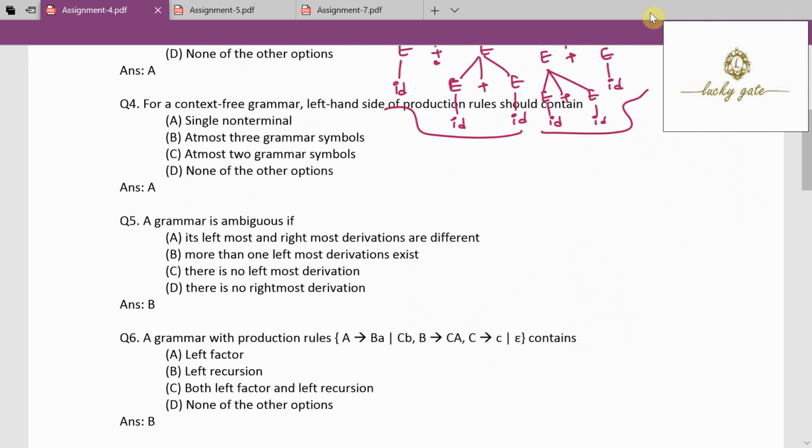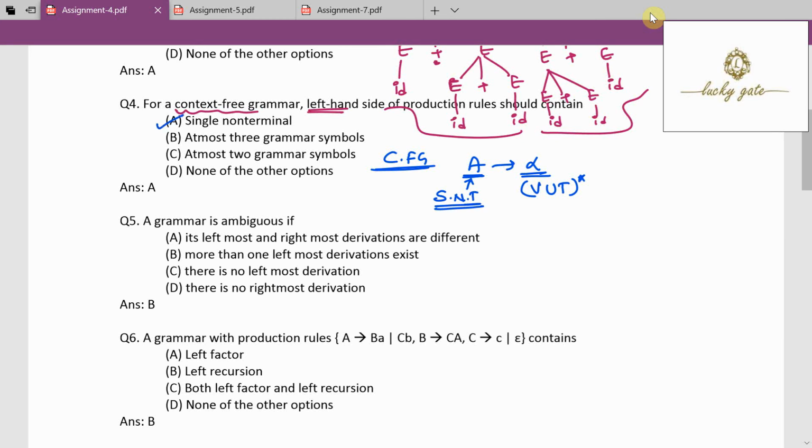Question number 4. For a context-free grammar, the left-hand side of a production rule should contain a single non-terminal. What is the format of a CFG? That is A tends to alpha. The alpha on the right-hand side contains non-terminals or terminals or any combination of these, which we can call (V union T) star. The LHS contains only one non-terminal, a single non-terminal. So the answer for question 4 is option A.